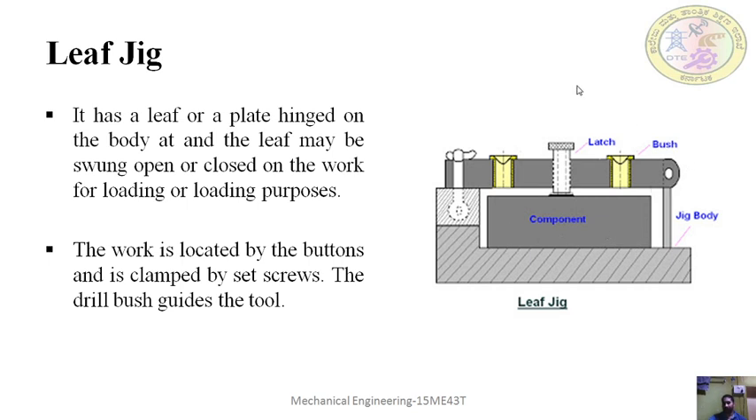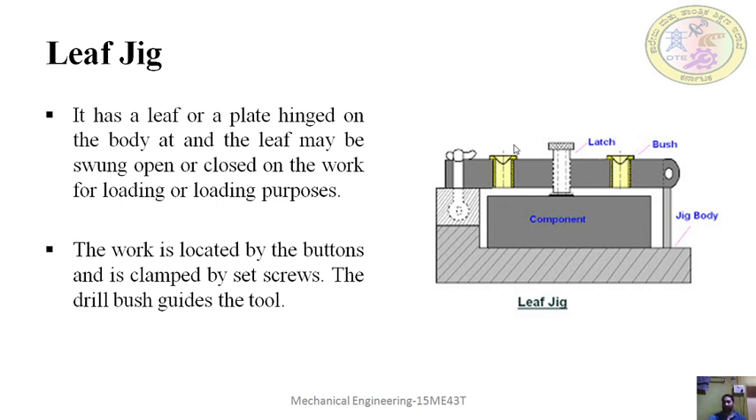The leaf will be moved up and the workpiece will be loaded. After the operation is completed, the workpiece is unloaded by opening this, so that not much time is required for changing the jigs every time. There is no need of changing the jigs every time. We can just open this leaf and load and unload the components easily. By closing this and tightening the latch here, we can hold the component firmly. After the operation is completed, this latch will be used and this leaf will be swung like this, so that it can be easily unloaded.